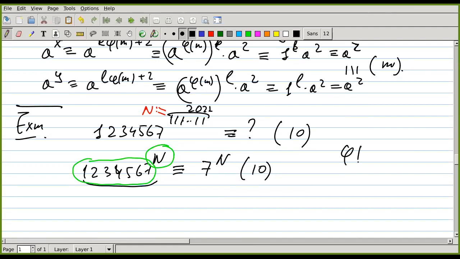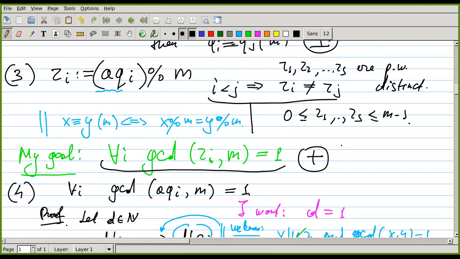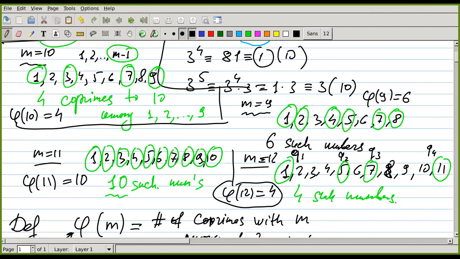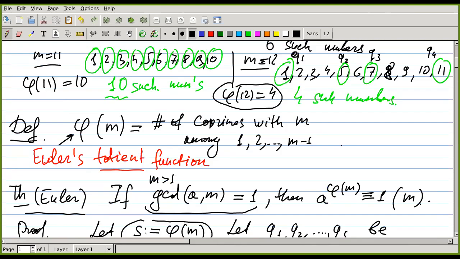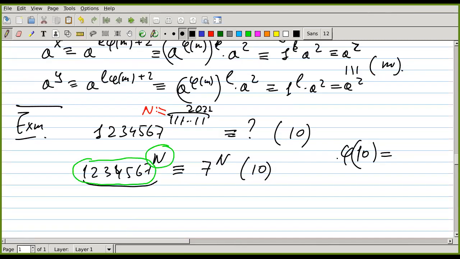But what is phi of 10? We have already computed it. Phi of 10 is just 4. So we need to know what n is congruent to modulo 4.